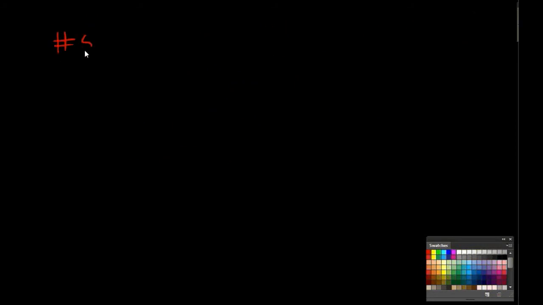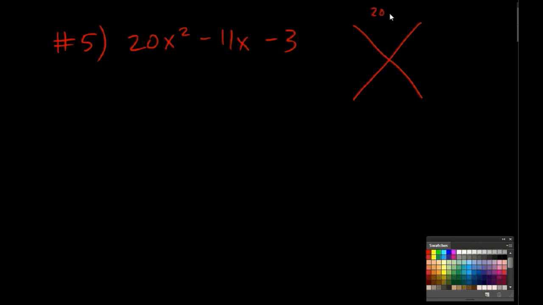Very last example. Let's take 20x squared minus 11x minus 3. So we're going to make our x chart here. We need to take 20 times negative 3, which is negative 60. Then we need to put negative 11 in the bottom. That's the number we're adding to.